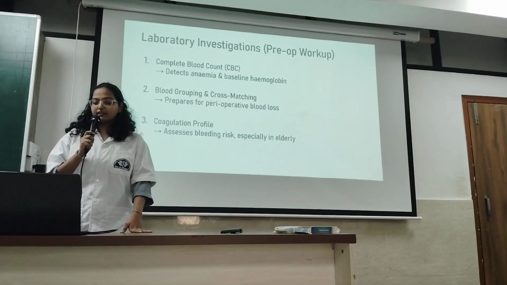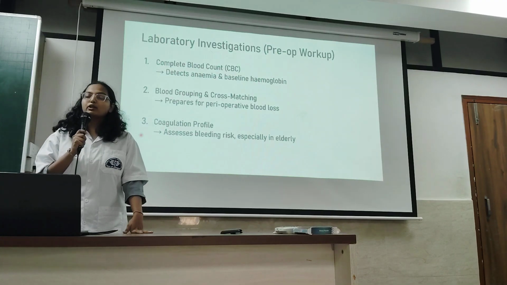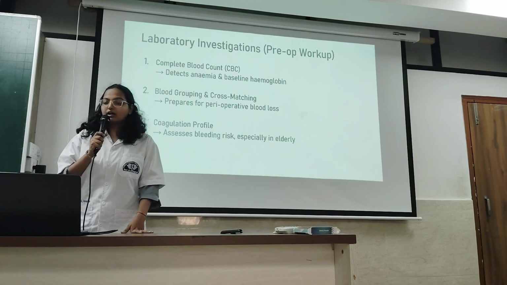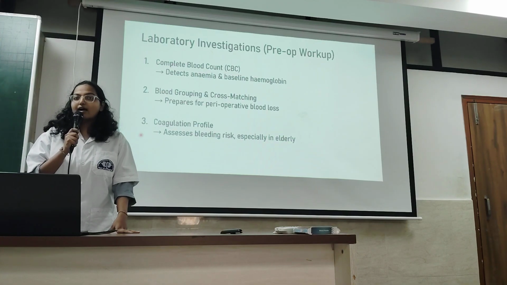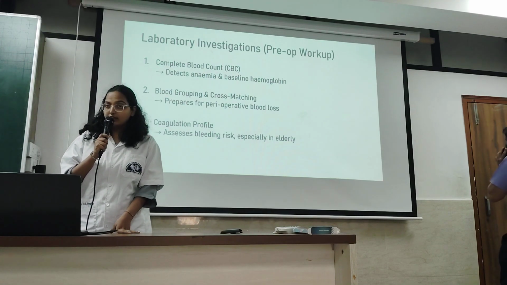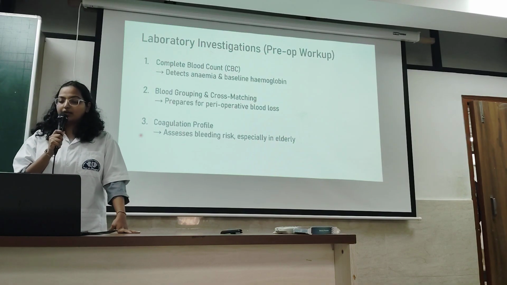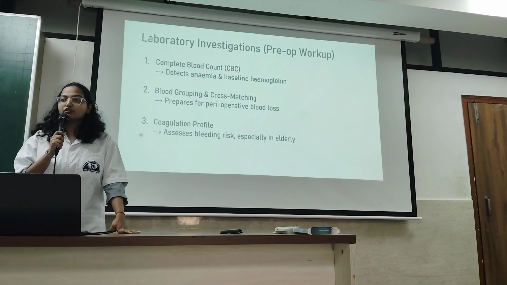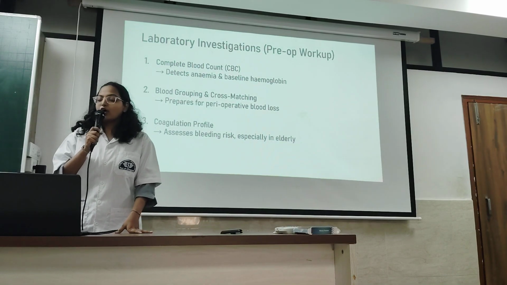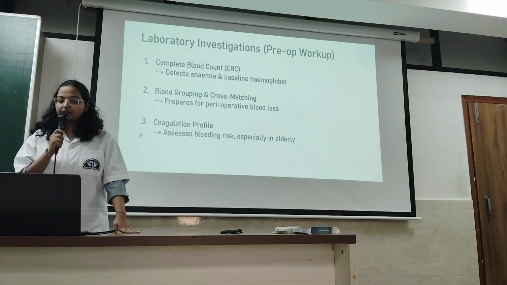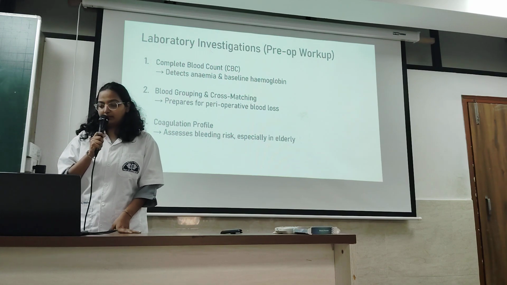Although laboratory investigations are not used for diagnosing the fracture, they are important for the preoperative evaluation. A complete CBC is done to detect anemia and baseline hemoglobin, as blood loss due to fracture-related hematoma may occur. Blood grouping and cross-matching is required because the surgical management of hip joint may result in perioperative blood loss. A coagulation profile is done to assess bleeding risk, especially in elderly, because they might be on anticoagulant therapy.